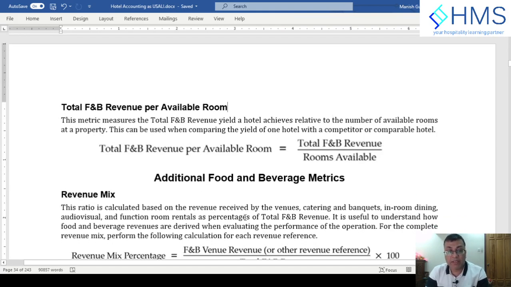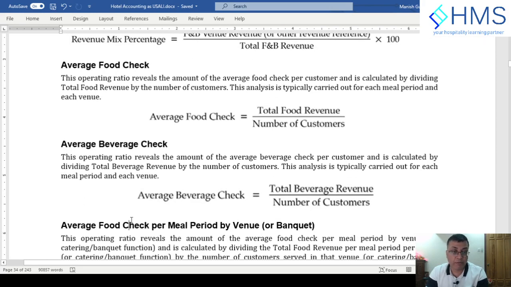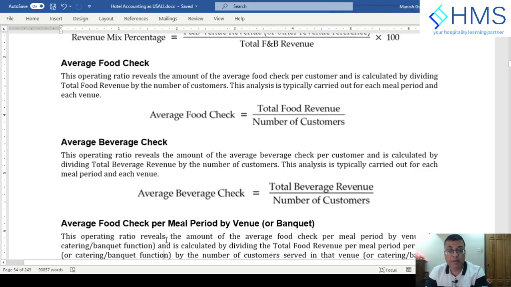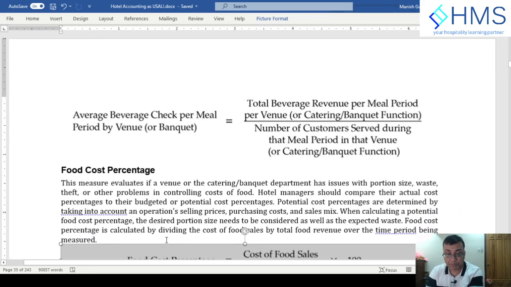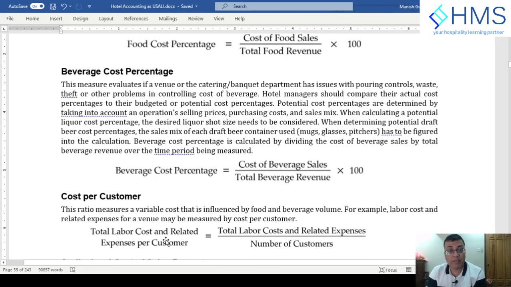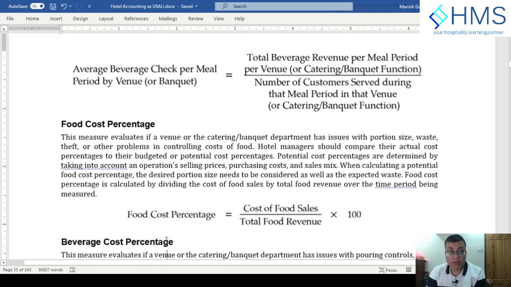Then you have some additional revenue mix metrics. We have already seen the revenue mix and average food check. We have seen average food check and average beverage check: total food revenue divided by the total number of customers. Average food check per meal period, bar per revenue, we saw in our template.